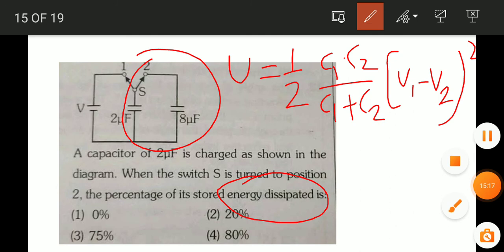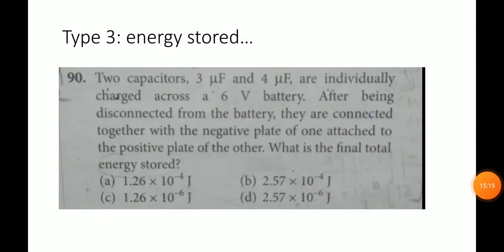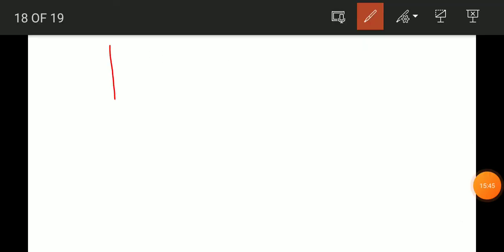Now this is another type. This is regarding energy stored. Okay, there is a loss of energy, but energy is gained as well. Some amount is lost. The previous numerical was regarding energy lost. Sometimes energy is lost, and there is gain as well. What is the meaning of gain here? What is the meaning of gain in energy?